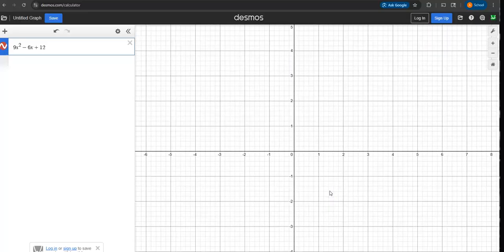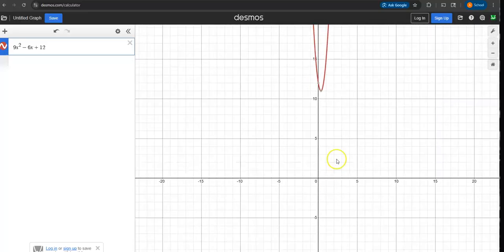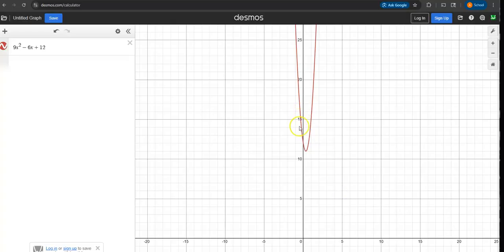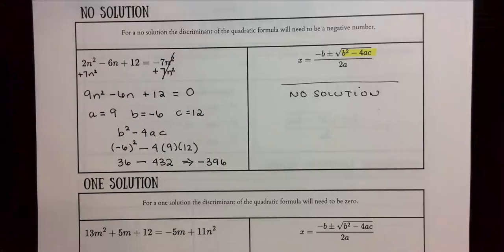So I'm actually going to zoom out. And notice that our quadratic function is on the top of our graph. Notice that it doesn't come down to touch the x-axis. So that means that our answer is correct. Our answer is no solution because it doesn't touch the x-axis. So our quadratic formula is here to tell us how many and what are our x-intercepts for our quadratic function.